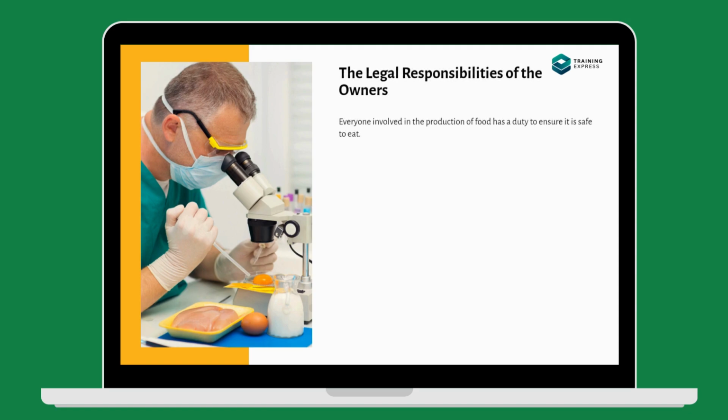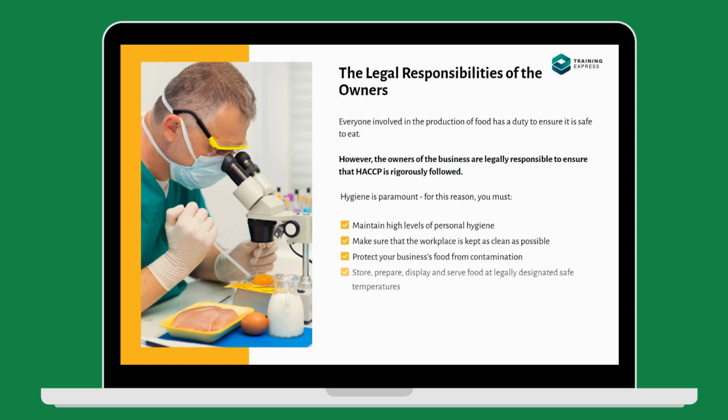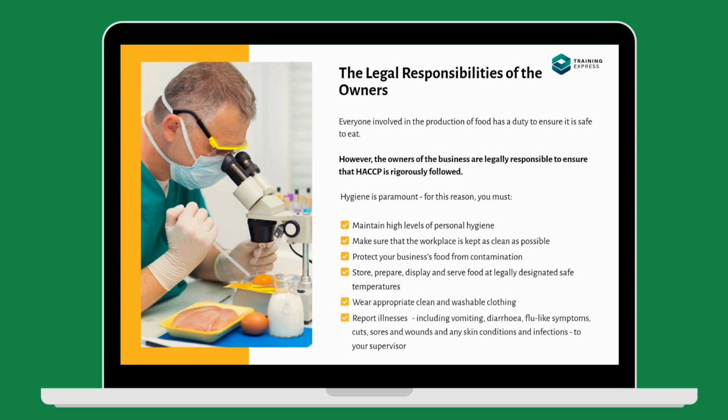The legal responsibilities of the owners. Everyone involved in the production of food has a duty to ensure it is safe to eat. However, the owners of the business are legally responsible to ensure that HACCP is rigorously followed. Hygiene is paramount. For this reason, you must maintain high levels of personal hygiene. Make sure that the workplace is kept as clean as possible.